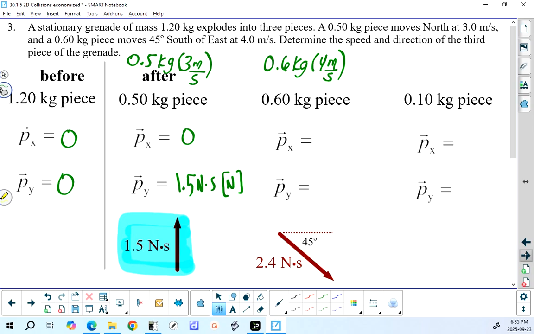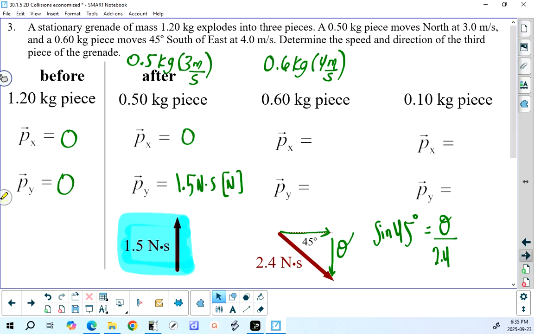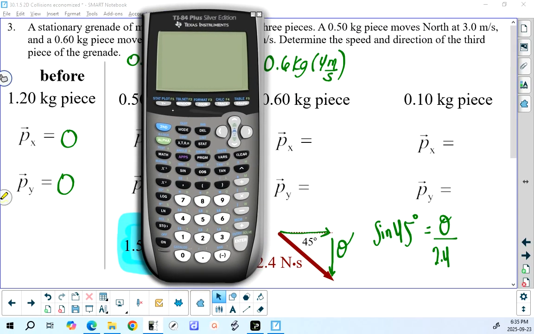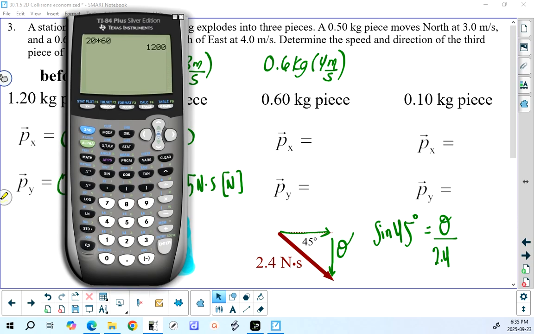When we take a look at this 0.6 kilogram piece, we need to calculate this component and this component. When I look at this triangle, this is the opposite side, so I can write sine of 45 degrees equals opposite over hypotenuse of 2.4. It's a pretty basic run-of-the-mill calculation for us to calculate what that component is using that little trig equation in the bottom right side of the screen. Just make sure I am in degrees. It's going to be 2.4 sine 45.